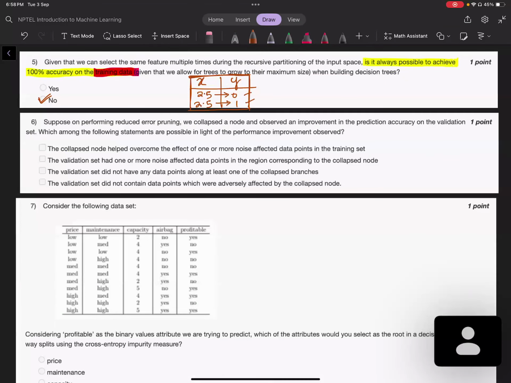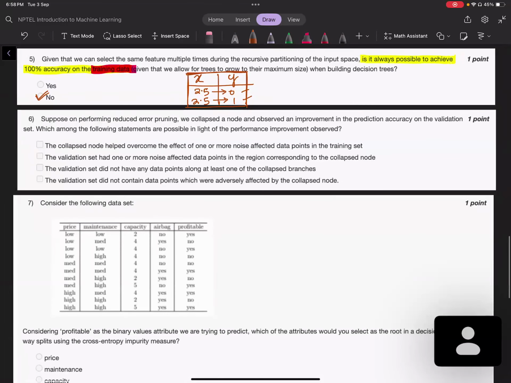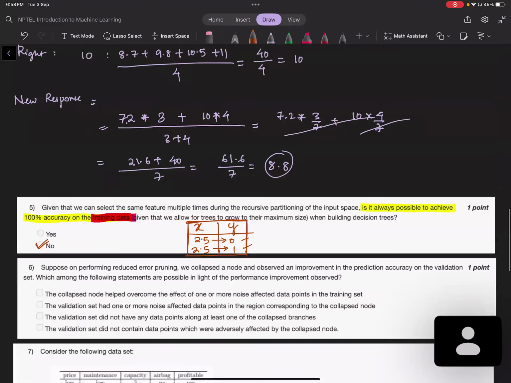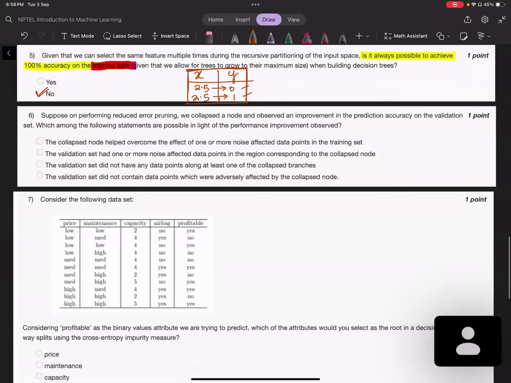Next question: suppose on performing reduced error pruning, the one that we saw here, we collapsed a node and observed an improvement in the prediction accuracy on the validation set. Which among the following statements are possible in the light of the performance improvement observed? So what you did is that you selected a node, you collapsed it, and in that way you reduce the depth and the size of the tree, and you see that there is an improvement in the performance of the tree. The question is asking what could be the reason for the performance improvement in the decision tree.